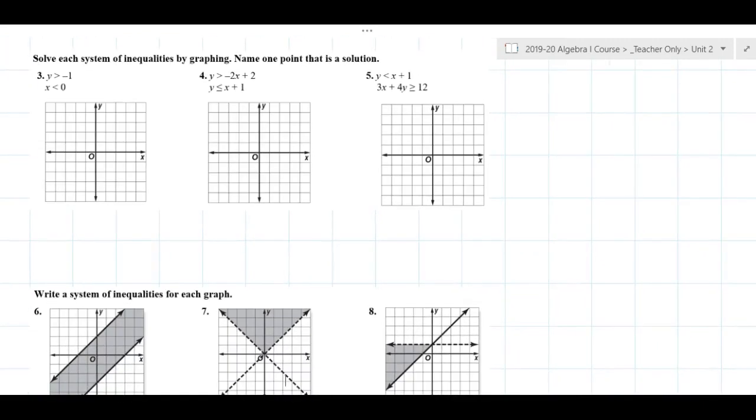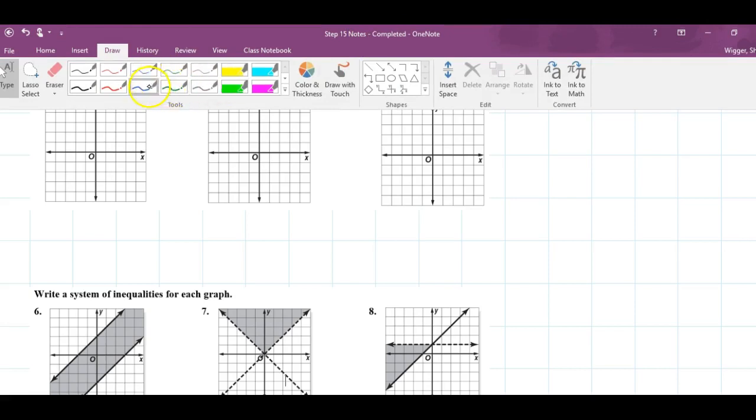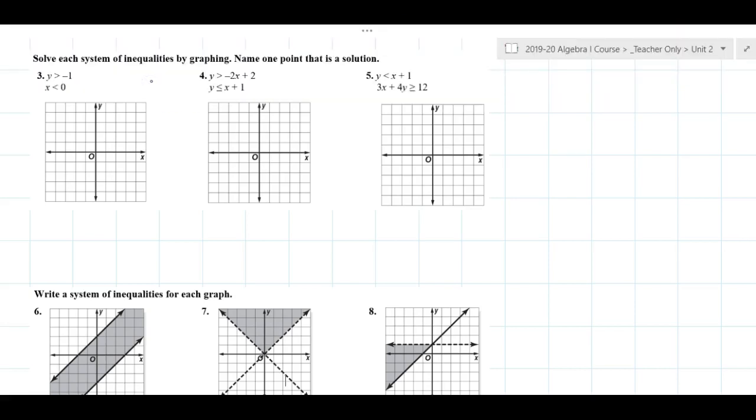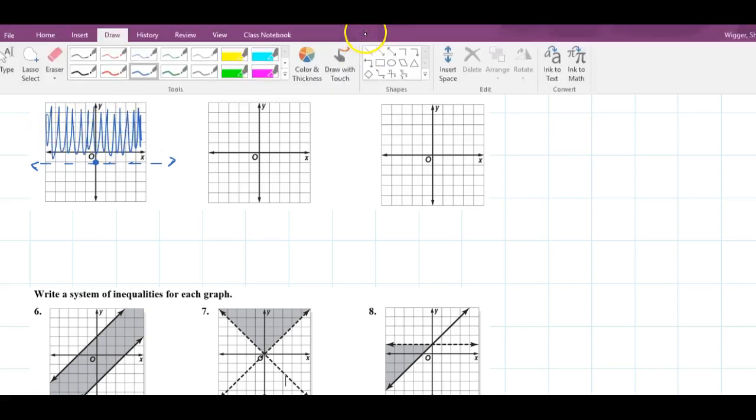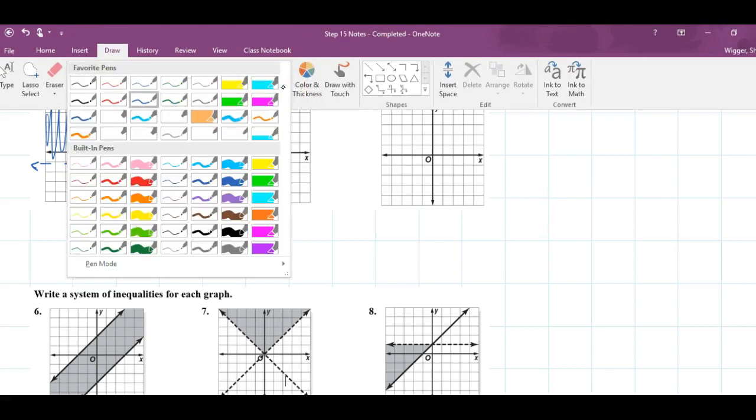Three through 5, the directions are: solve each system of inequalities by graphing. Name one point that is a solution. Y is greater than negative 1. Here is y equals negative 1. It is strictly greater than negative 1, so I need a dotted line through negative 1. Y is greater than negative 1, so I need to shade above my line. I choose a new color.